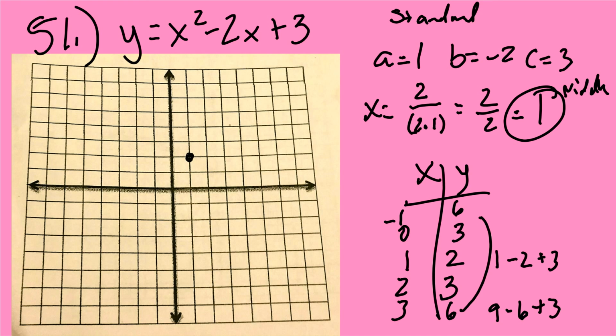I go over 1 up to 2, dot, 0, 3, dot, 2, 3, dot, 3, 6, dot, and then negative 1, 6. It has a nice U that's symmetrical. Put my arrows at the end. I'm done, and that's it. And that finishes this.